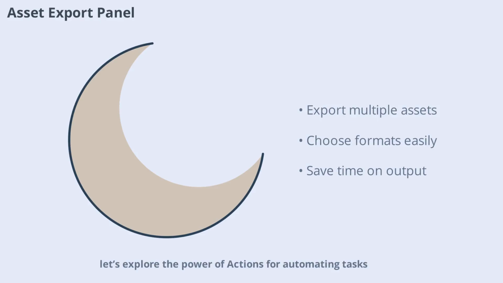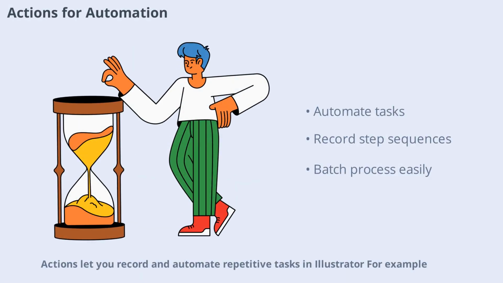Now let's explore the power of actions for automating tasks. Actions let you record and automate repetitive tasks in Illustrator. For example, you can record a sequence of steps, like resizing, applying effects, or exporting, and play them back with a single click. This is a huge time saver for batch processing and maintaining consistency across projects. Actions are perfect for designers who work on large-scale or recurring projects. Once you start using actions, you'll find your workflow becomes much more efficient.